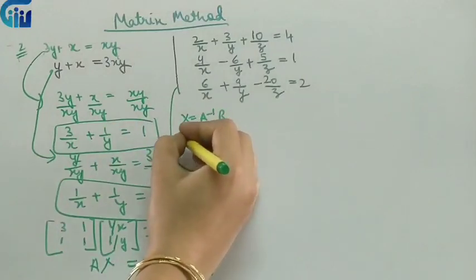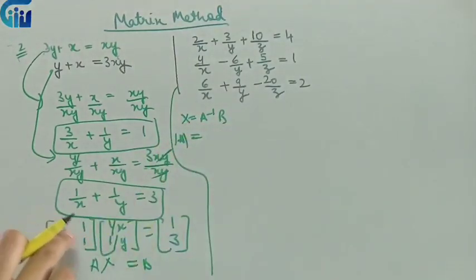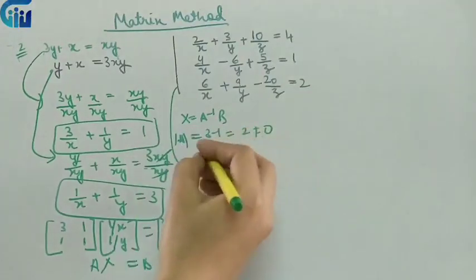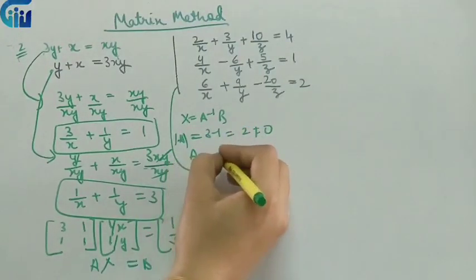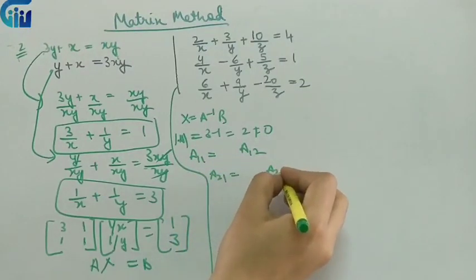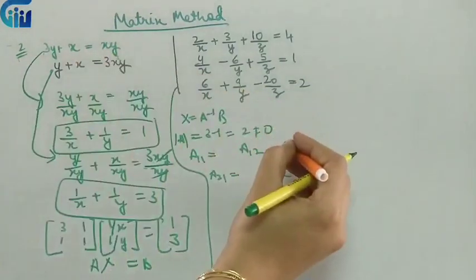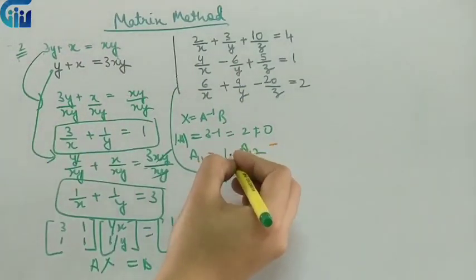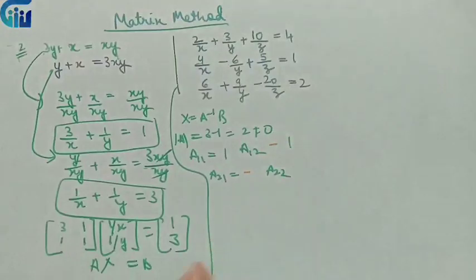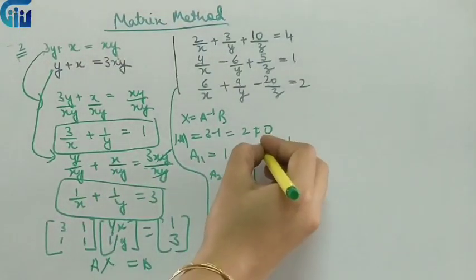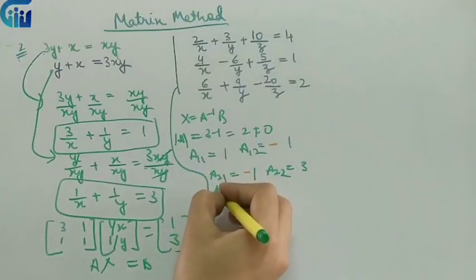So I'll find my determinant A. So what will be the determinant? 3 minus 1, that is 2, non-zero. I'll quickly find the adjoint. So A11, A12, A21, A22. We will put the signs over here as well. So A11 will be 1, A12 will be 1, minus is already there, this will be minus 1 and this will be 3. So now what will be my adjoint?